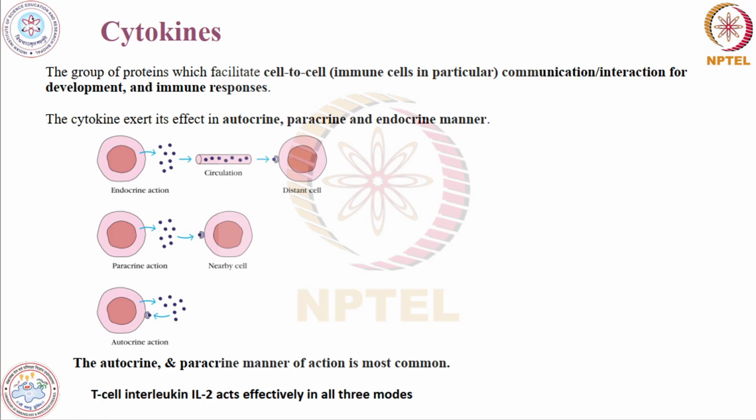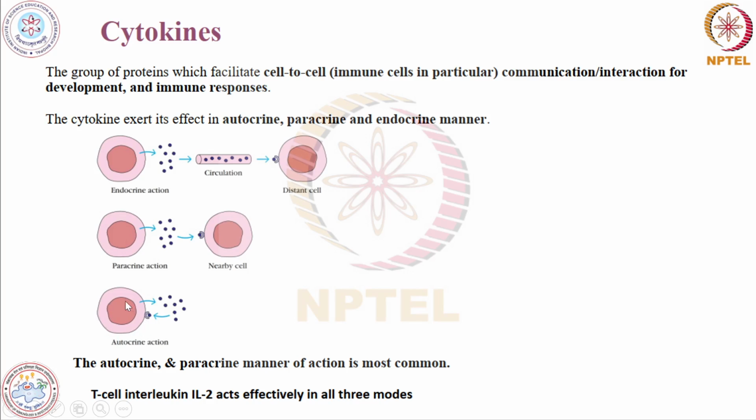And this signals the liver and the brain to activate the fever response to help fight the infection. So this is an example of endocrine. So, what we have learned from this first basic slide is that there are three modes of cytokine action. The first one is autocrine, which is self signaling. The second one is paracrine action, that is neighbor signaling. And the third one is the endocrine action, that is long distance signaling.